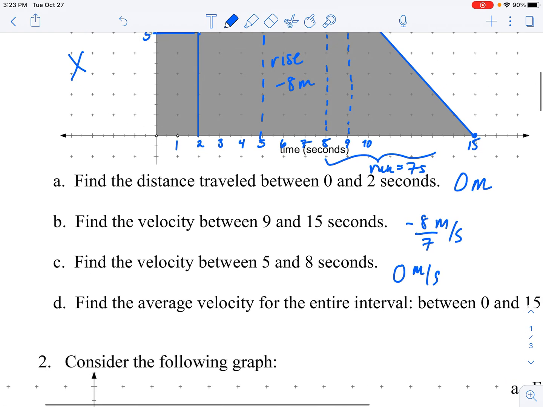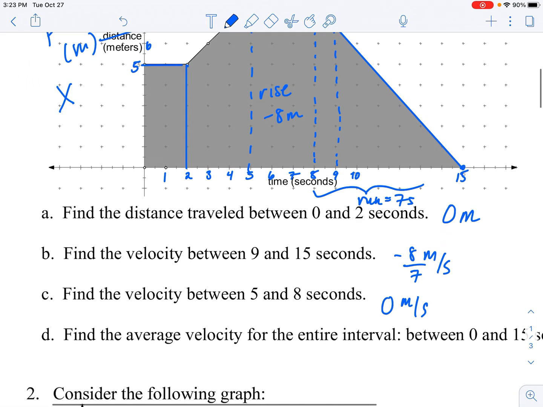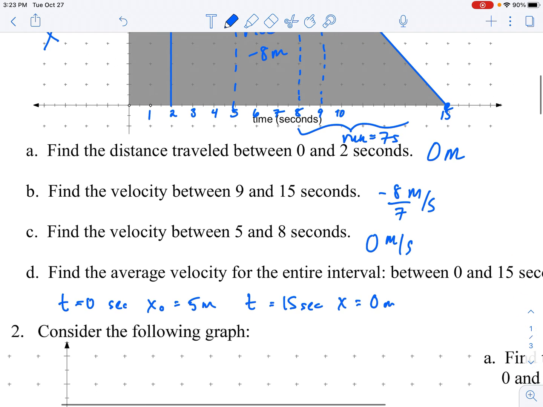And finally, it says find the average velocity for the entire interval between 0 and 15 seconds. So at 0 seconds, my initial position is 5 meters. And at 15 seconds, my position is 0 meters.